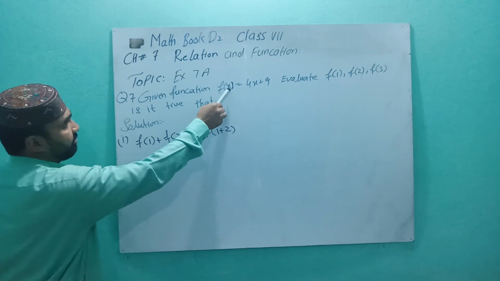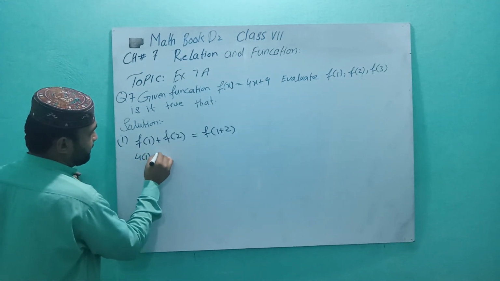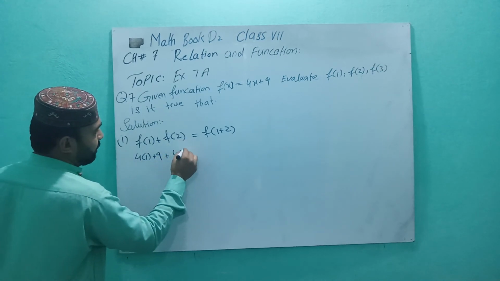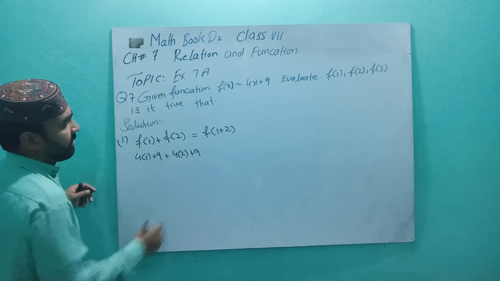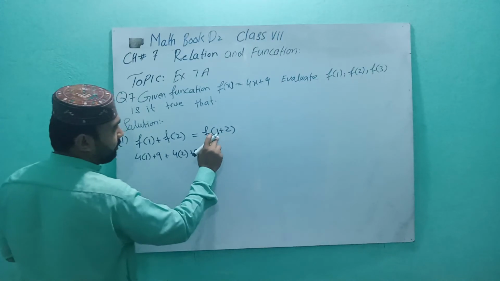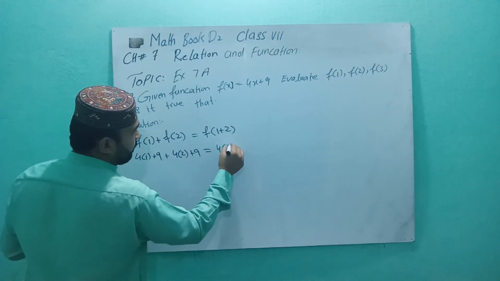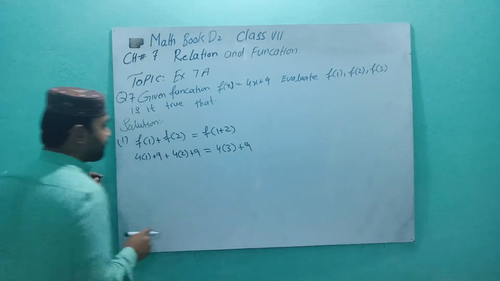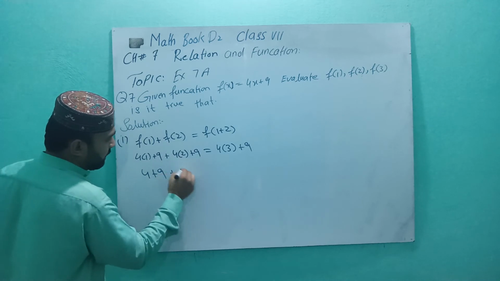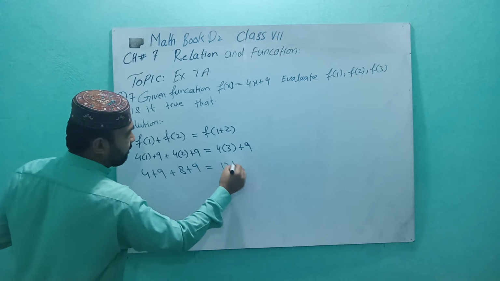f of 1, put x as 1, 4 into 1 plus 9, plus f of 2, 4 into 2 plus 9, equal to f of 3, 4 into 3 plus 9. 4 ones are 4 plus 9, plus 4 twos are 8 plus 9, equal to 4 threes are 12 plus 9.